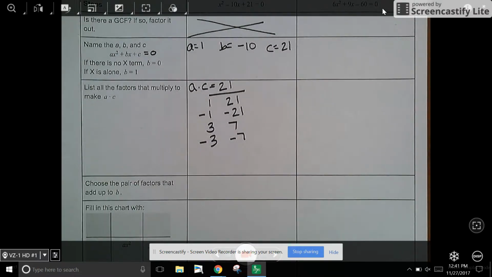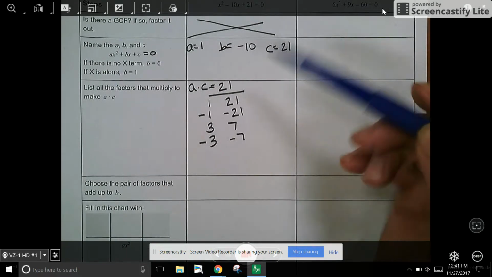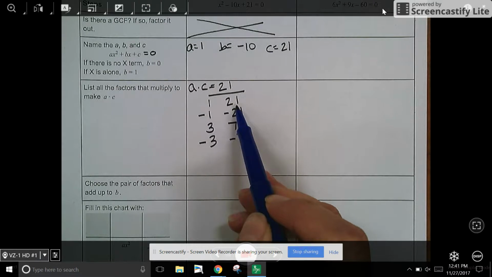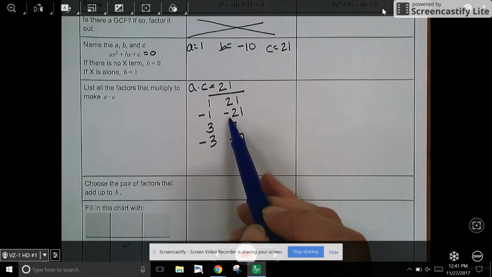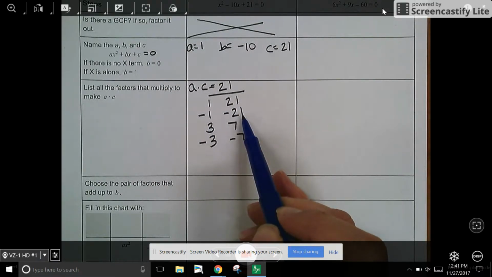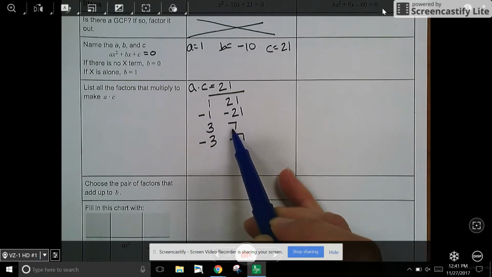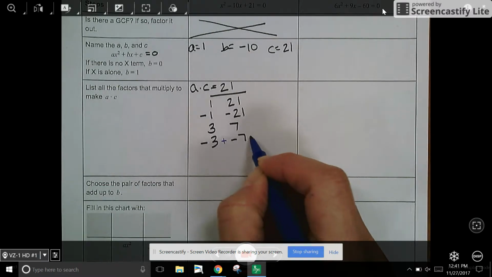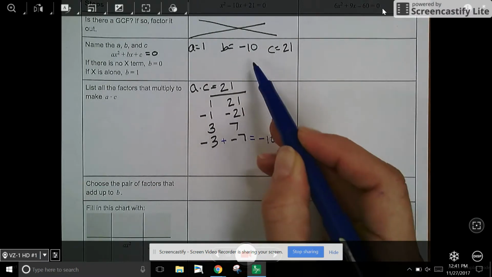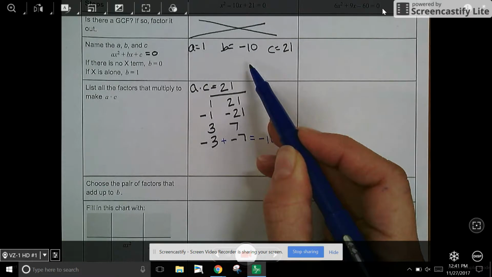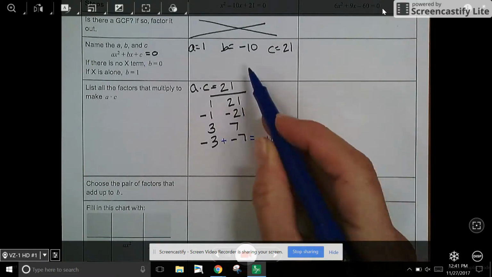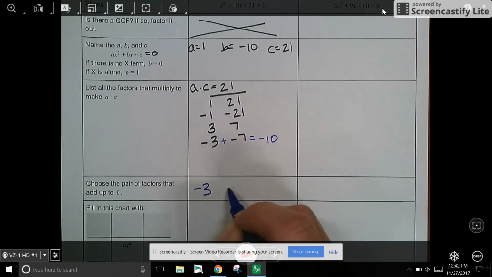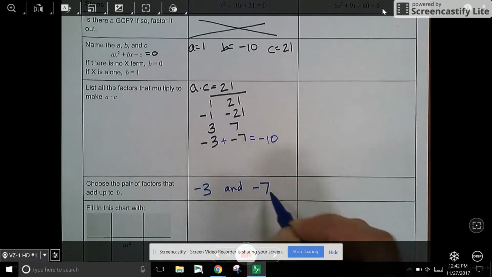Once we do that, we need to determine the pair of numbers that if we add them, we get our b, and our b is -10. Well, 1 plus 21 is 22. -1 plus -21 is -22. 3 plus 7 is +10, but -3 plus -7 equals -10, exactly what we're looking for. So the pair of factors from our list that add up to be our b are -3 and -7.